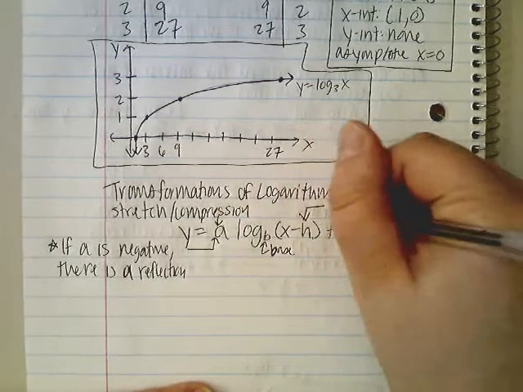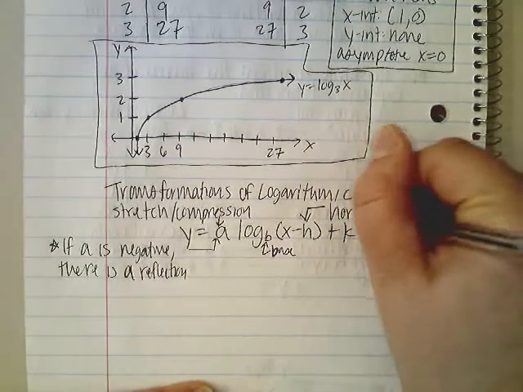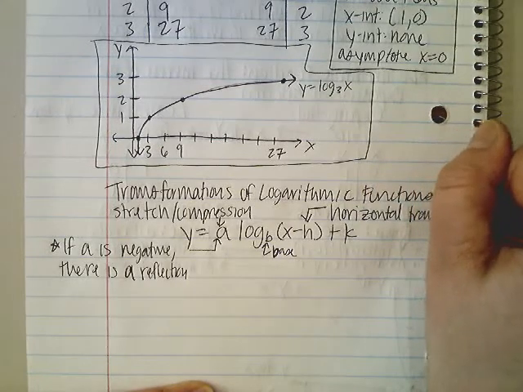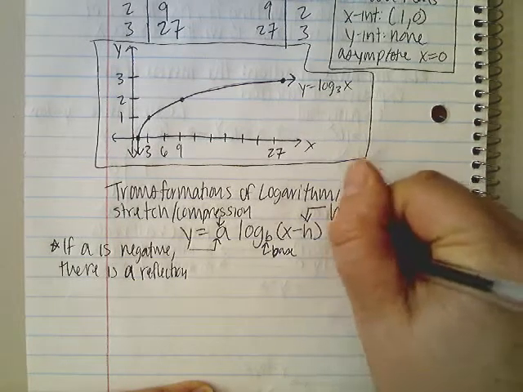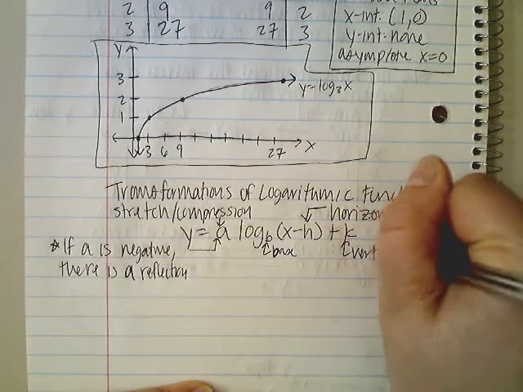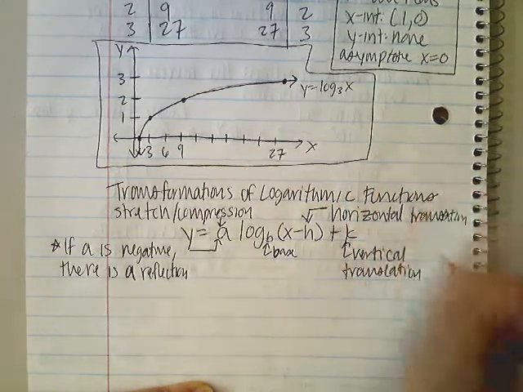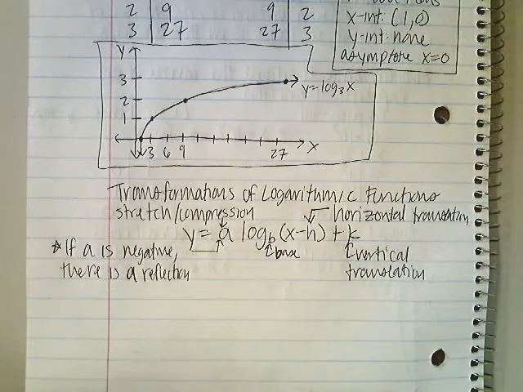H is your horizontal translation. And K is your vertical translation. So again, these letters represent the same thing. H is still the opposite. So if it's subtracting, it's moving right. If it's adding, it's moving left. All the same types of things as we've previously seen with transformations.